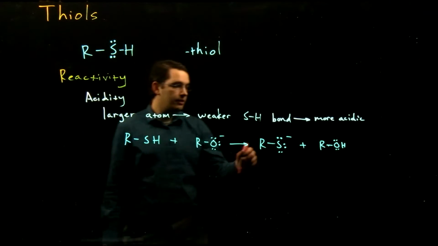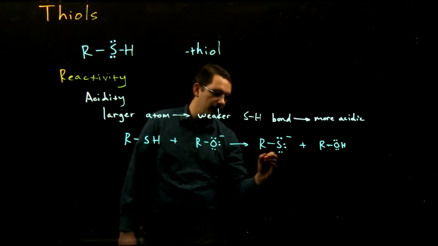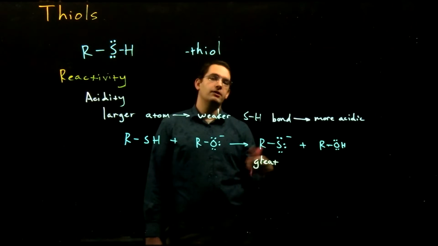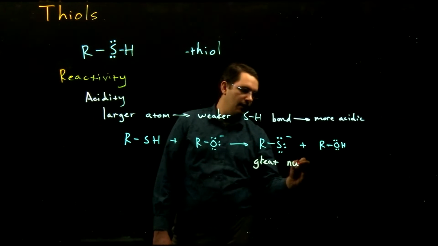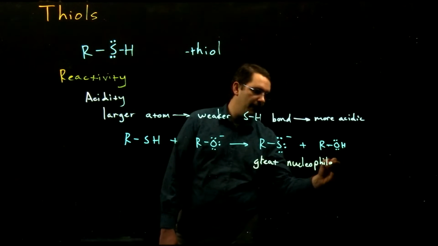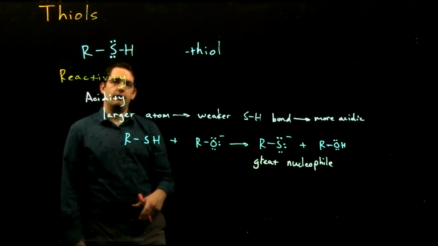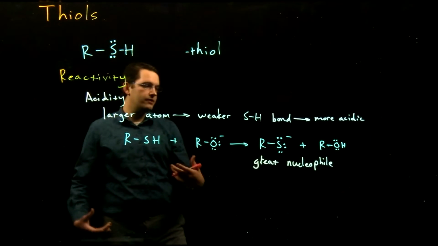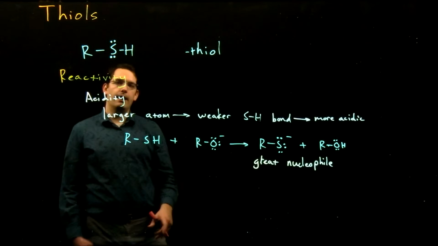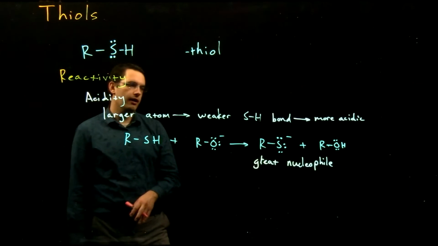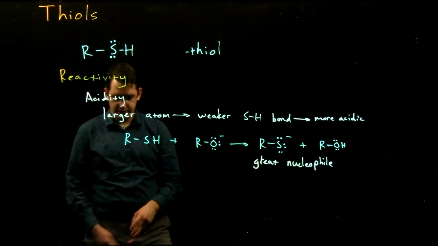Right, as a weaker base, our thiolate makes a great nucleophile, right? So we can use this specifically for SN2 reactions when we want to avoid E2 reactions because it's not as basic. When we compare that to our alcohol and the conjugate base of our alcohol, our alkoxide, the alkoxide, remember, is a very strong base, and so it will tend to favor elimination reactions more than our substitution reactions.